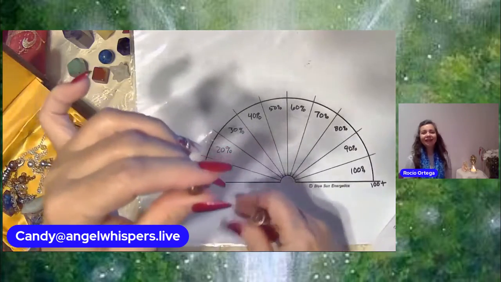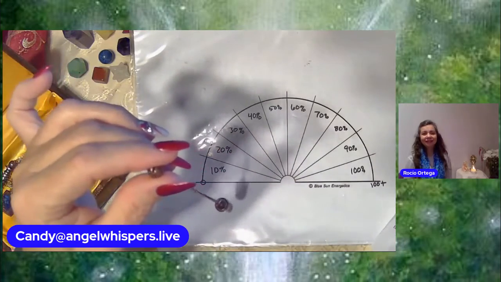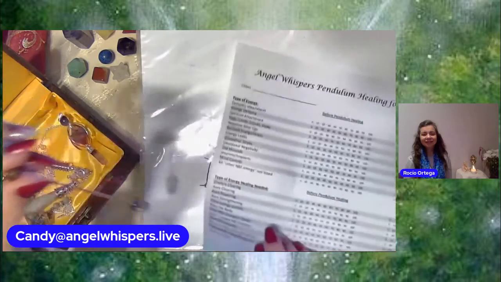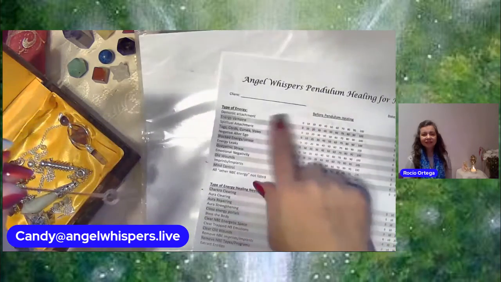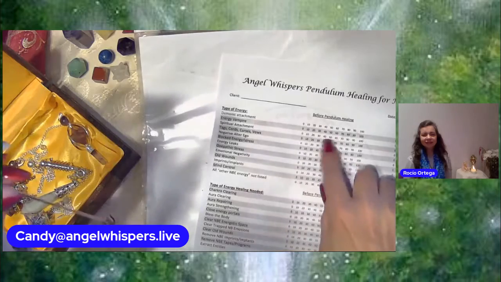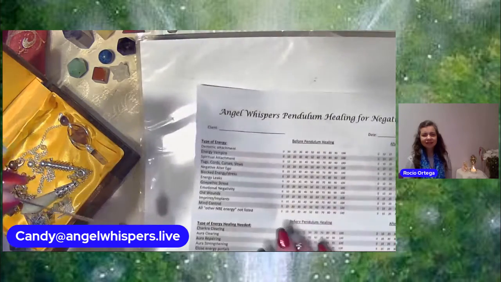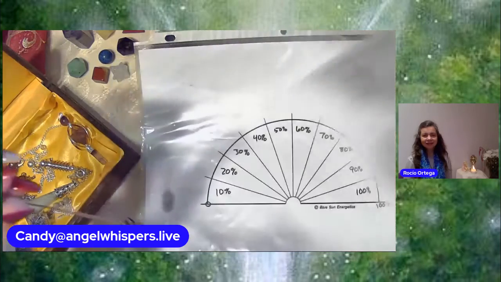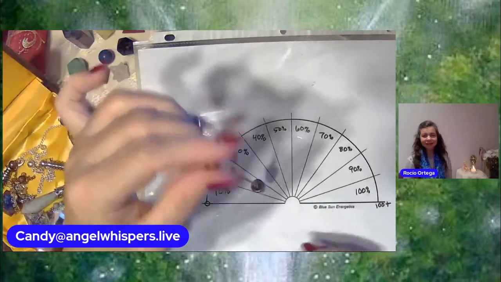But usually when I'm doing a healing or cleansing on somebody, I get a percentage. And I have this neat little chart right here that I can do a pre one. So I'll just ask these questions and I'll mark what the percentage was. I'll do the cleansing and clearing, and then I'll do a post. And that's just documentation that it's gone down. So you can use your chart for something like that.